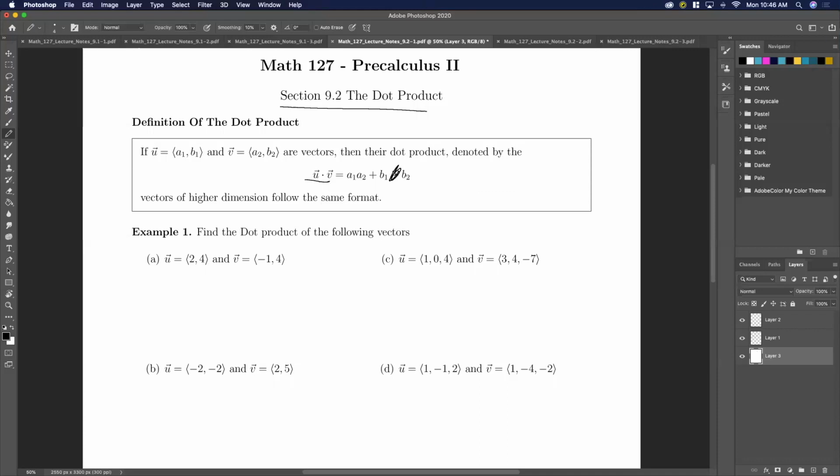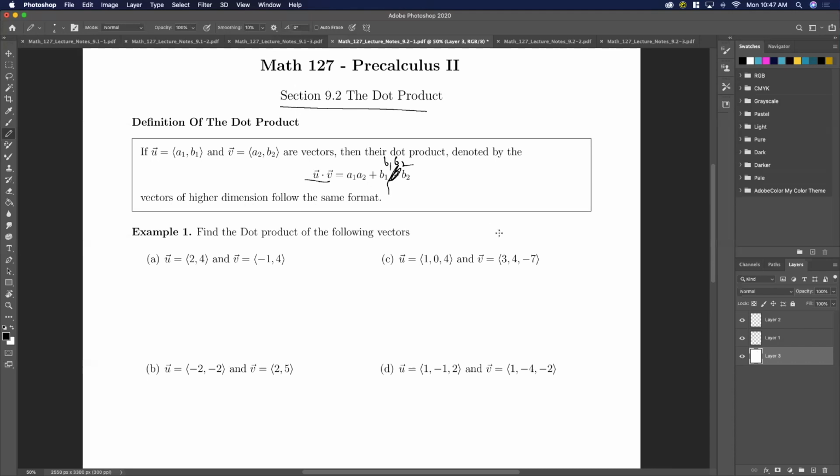Okay, there should be no plus here. You multiply the components and add them together. Usually I don't have this many typos in my notes, so I will just have to be extra careful. So here we just do the dot product and add them together. And so the dot product is really quite straightforward.